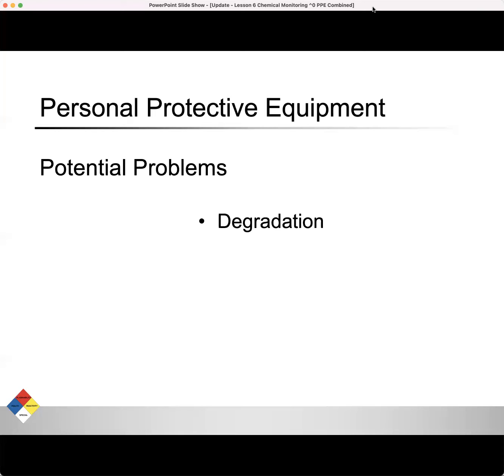What are some potential problems with PPE? There's degradation, permeation, and penetration. Let's talk about each one.